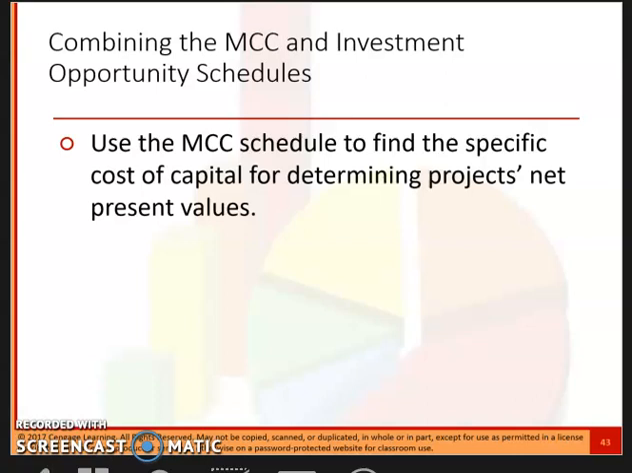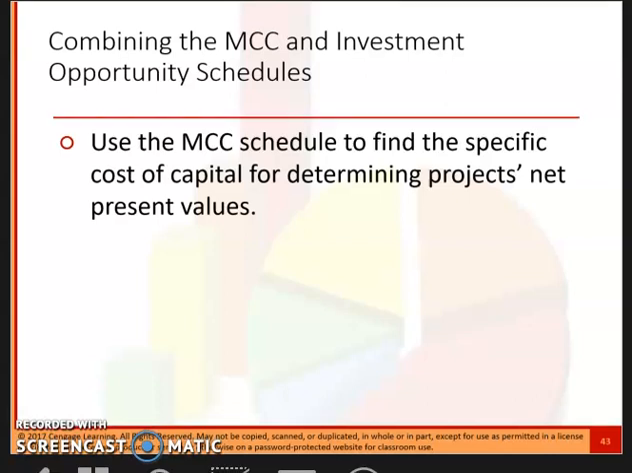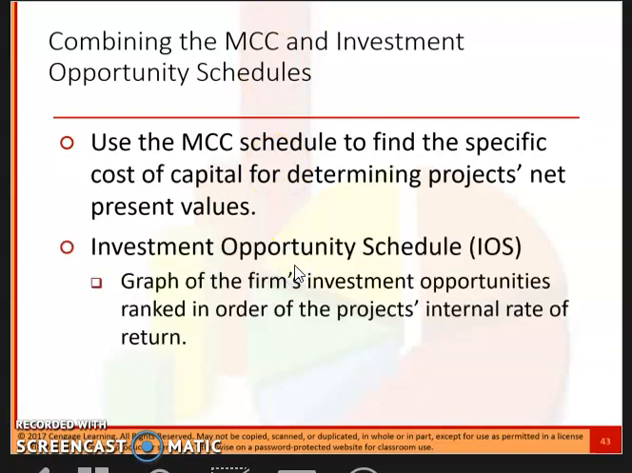So we can combine the marginal cost of capital and investment opportunity schedules from a specific firm. We're going to do this for Unilate, so we can find the specific cost of capital we would use for determining projects' net present values. The investment opportunity schedule is a graph of a firm's opportunities ranked in order of projects and internal rates of return.